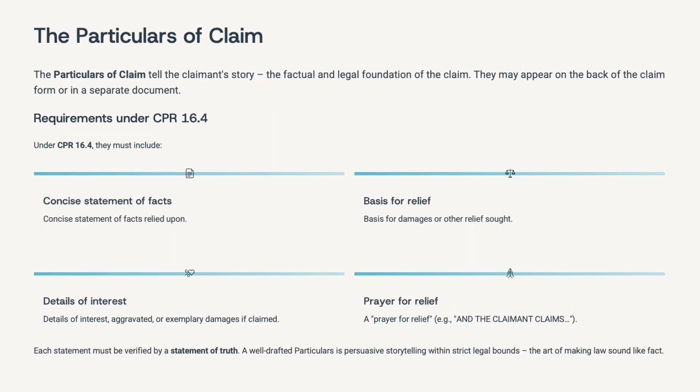So what is in particulars of claim? It is where the claimant tells their story concisely, persuasively, and with enough structure to survive cross-examination. It can appear on the back of the claim form, or as a separate document you can attach with it under CPR 16.4. You don't need to memorize. Once again, it must include the facts relied upon, the legal basis of the claim, the remedy sought, and any claim of damages or interest.